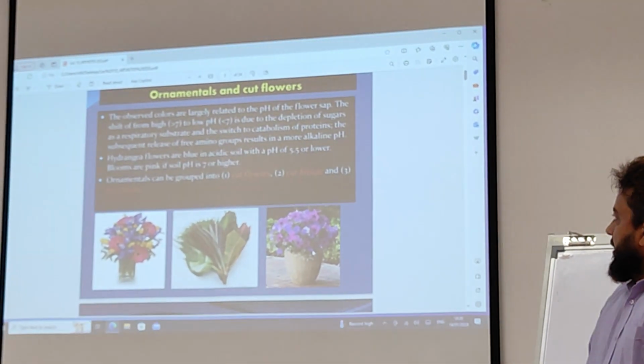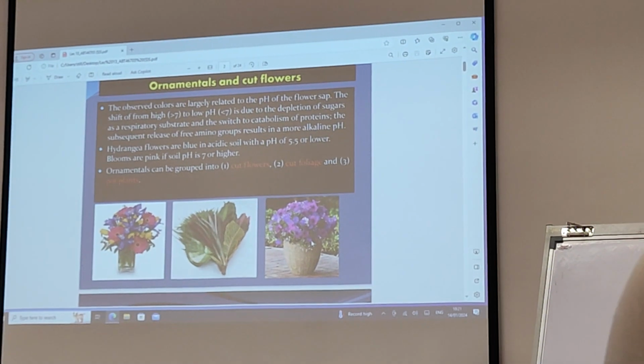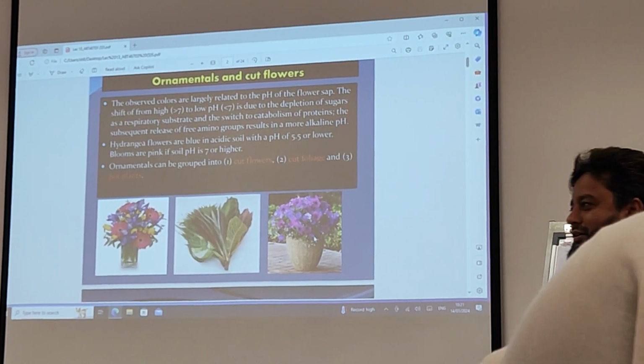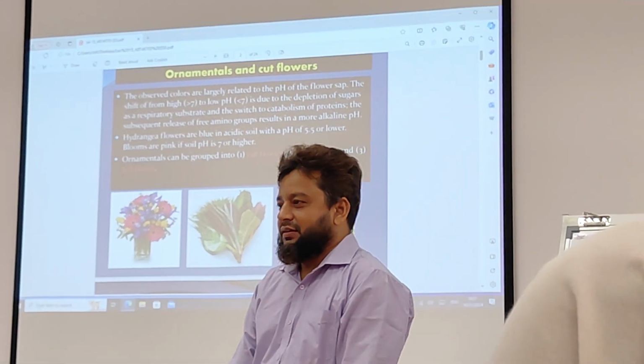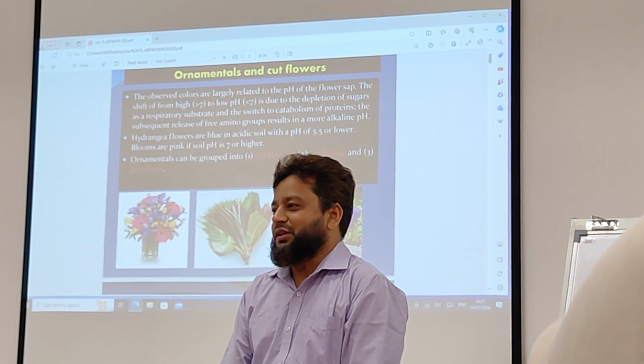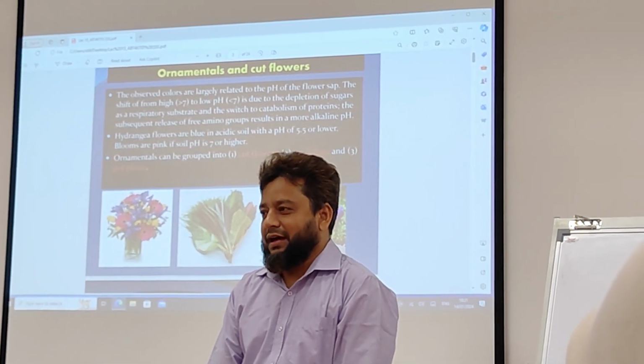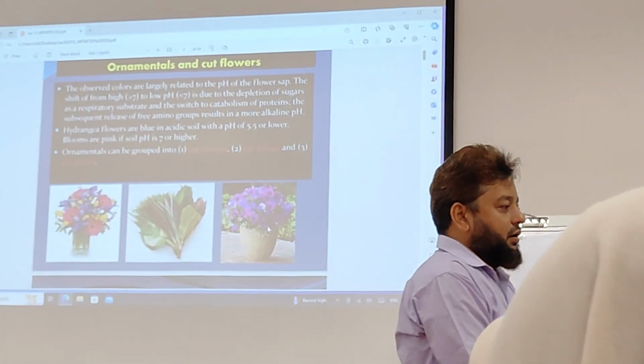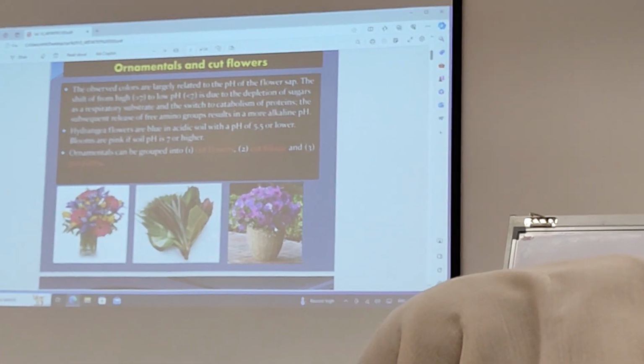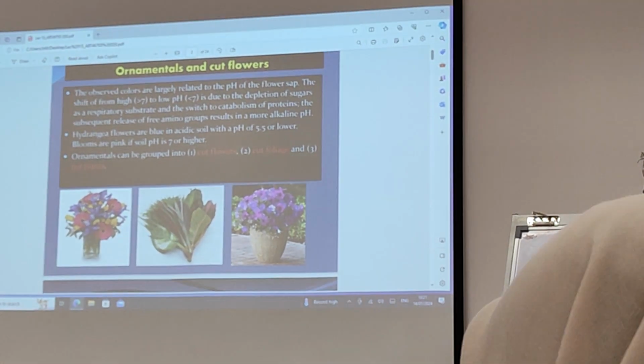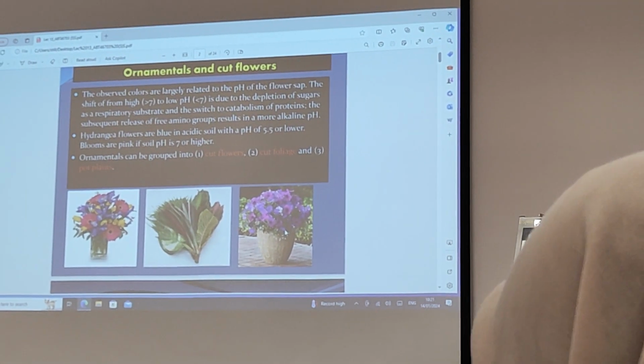Okay, so for ornamental plant, I think that you know about the ornamental. Ornamental, it is nice looking, right? So these ornamental plants can be divided into three groups. If you look at the slide, I think that the slide is not so clear.